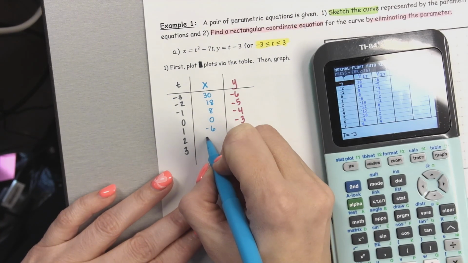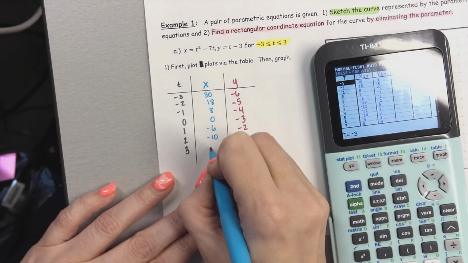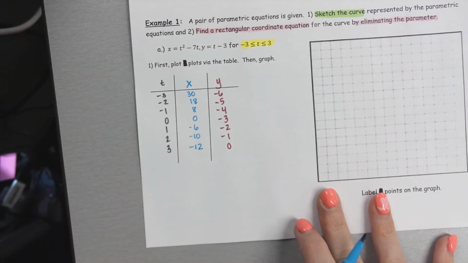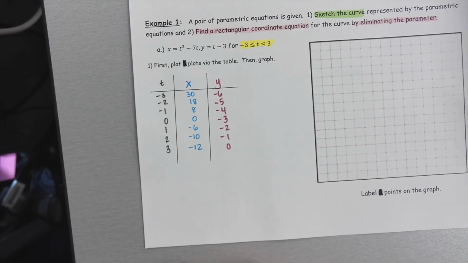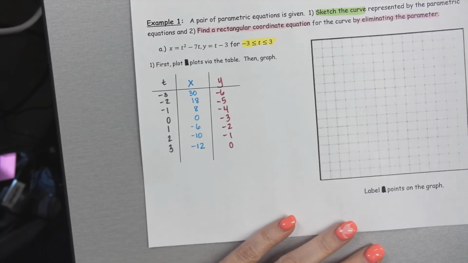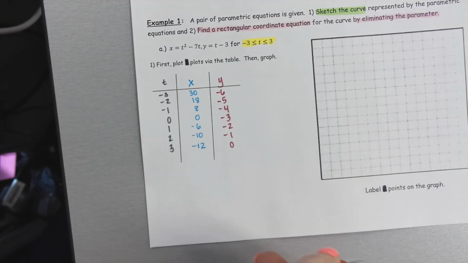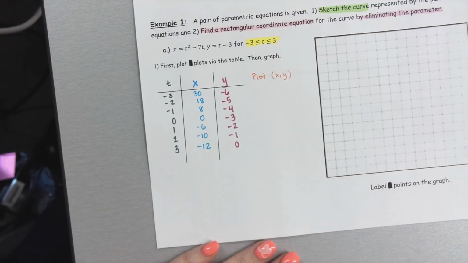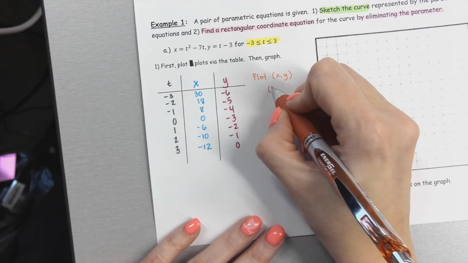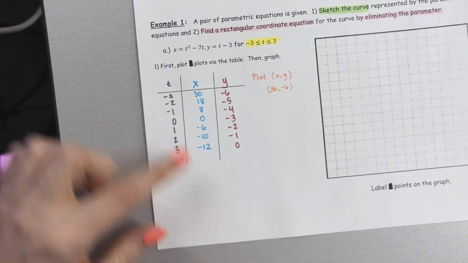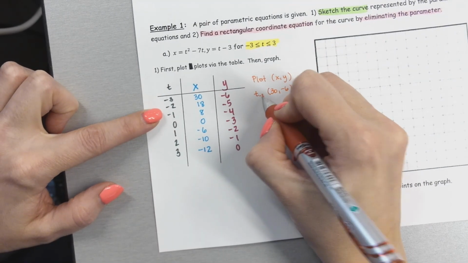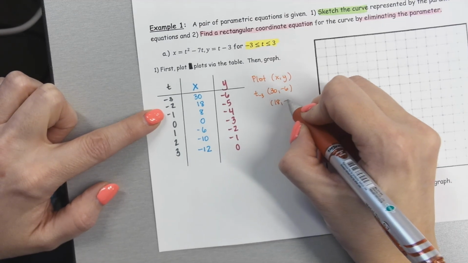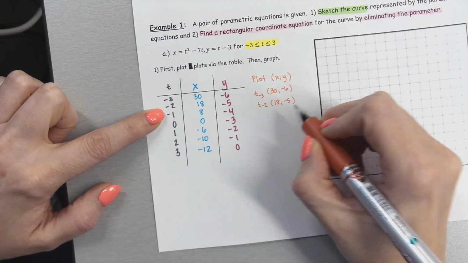-6, -10, -12. Okay, when you plot the points, you are only going to plot your x and your y. Okay, so every point that you're plotting is an xy coordinate. Okay, so when you plot 30, -6 on the graph, you are going to call it t sub -3. When you plot 18, -5, we're going to label that t sub -2.